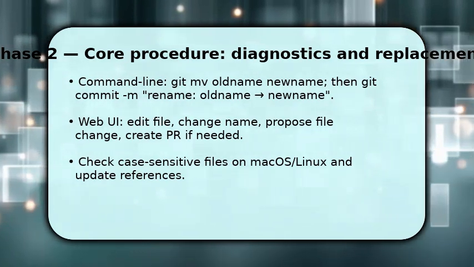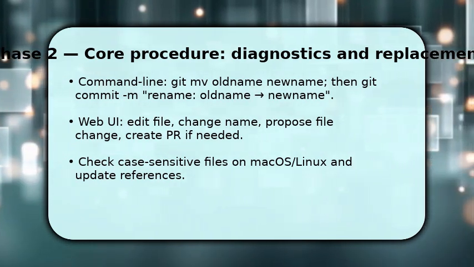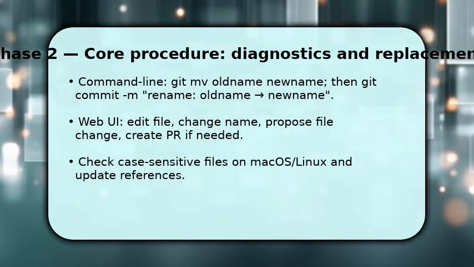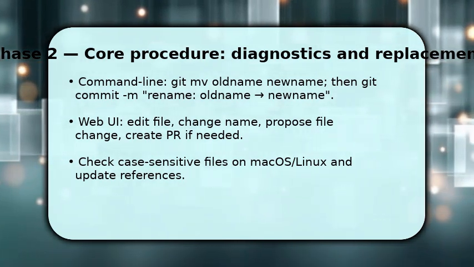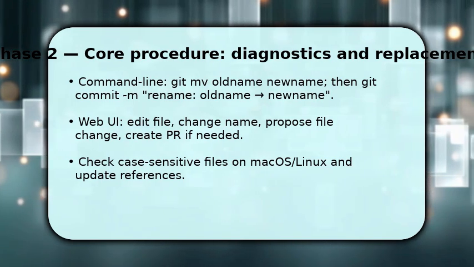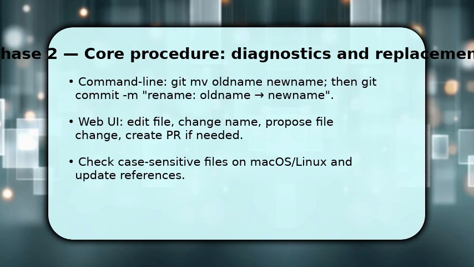Alternatively, in the GitHub web UI edit mode, change the file name at the top, propose the change, and create a pull request when collaborating. Make sure to update imports and references immediately because file name changes can break builds. On case-sensitive systems, paying attention to letter case matters a lot.